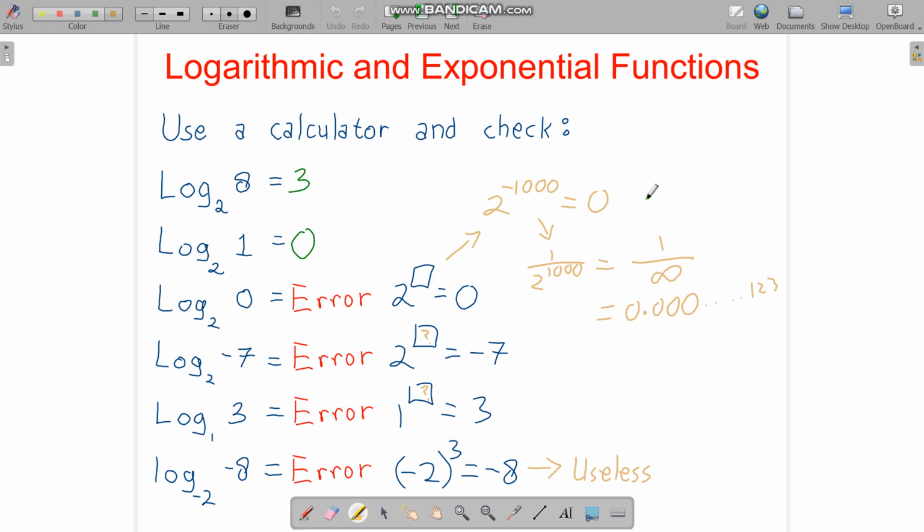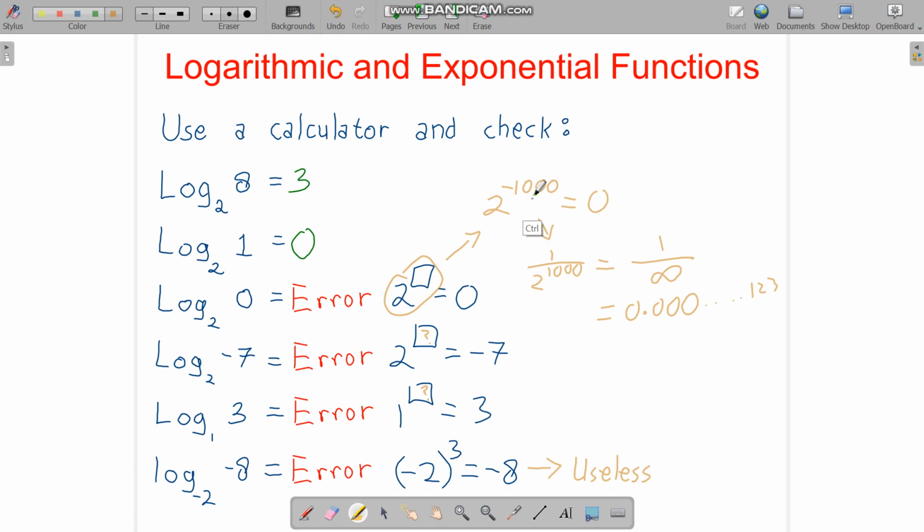If you use your calculator, log 8 base 2 you get 3. Makes sense because 2 to the power of 3 is 8. Log 1 base 2 equals 0 because 2 to the power of 0 is 1. But if you try log 0 base 2, you'll get an error because based on the definition, this argument cannot be 0. It must be positive. So you'll get an error. And it makes sense because 2 to the power of whatever can never be 0.